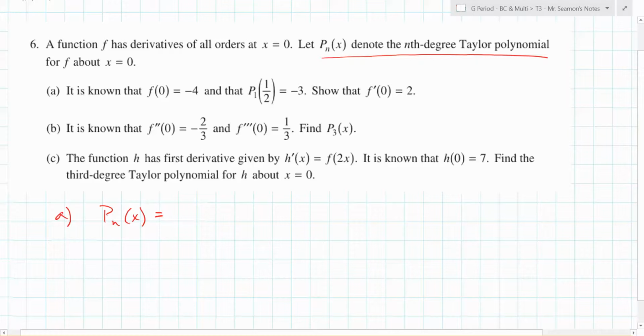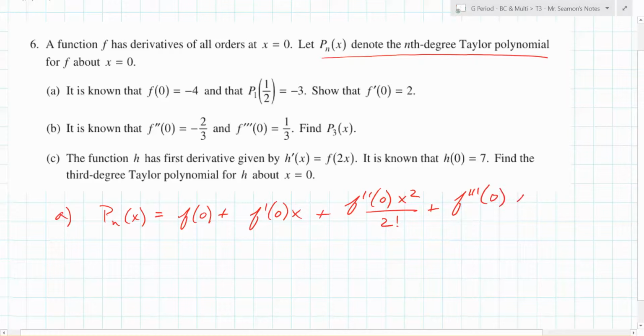f(0) plus f'(0)x plus f''(0) over 2 times x squared, plus f'''(0) x cubed over 3 factorial, and so forth, right? Yes. So it says f(0) is what?